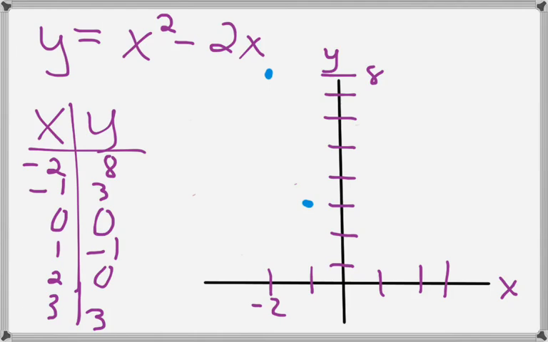0, 0 is the origin because we don't go left or right at all, so we just stay there. 1, -1, so 1 unit right and 1 unit down. 2, 0, so 2 units right, 0 units up. And then 3, 3, so 3 units right, 3 units up.